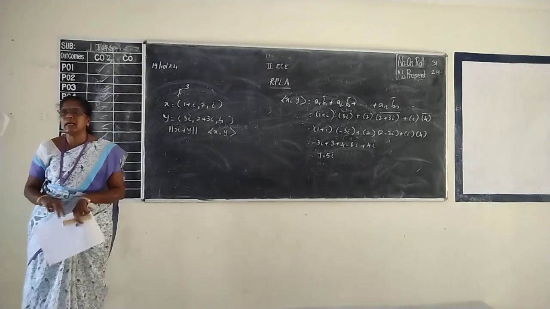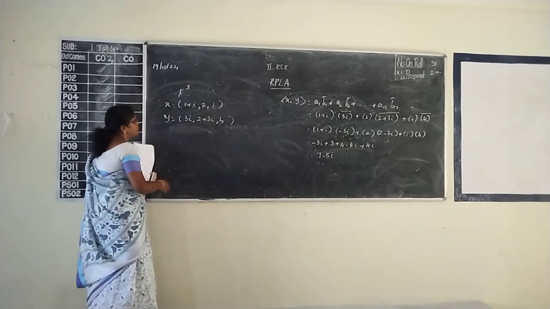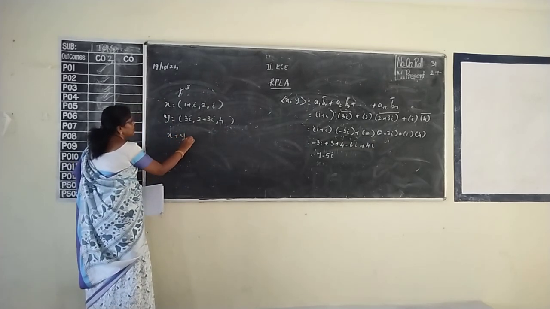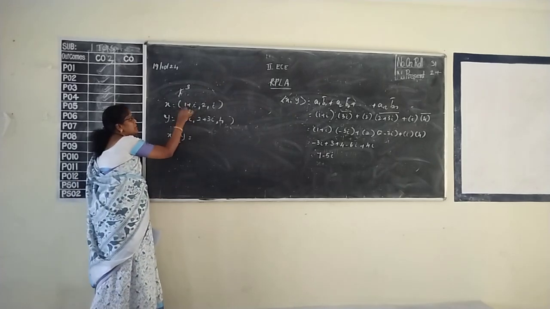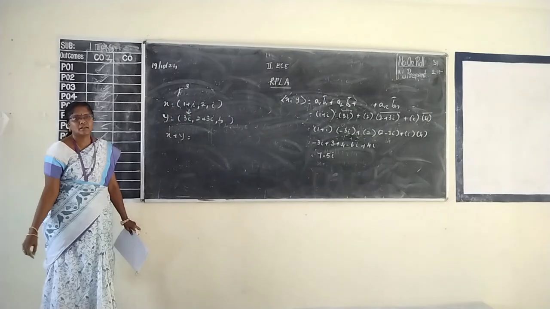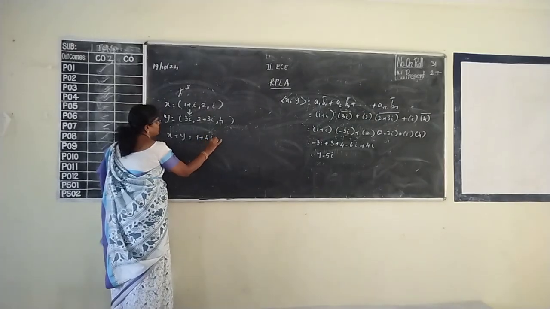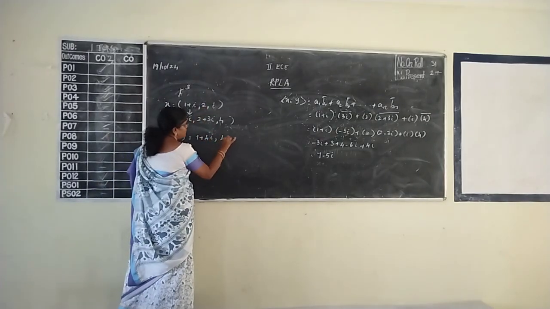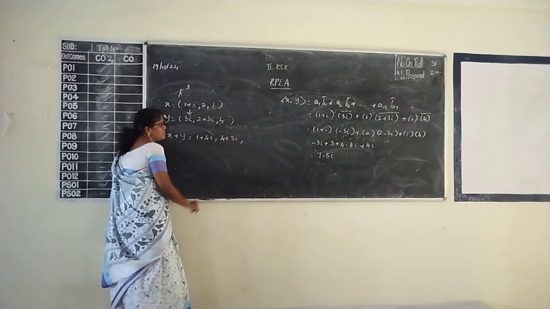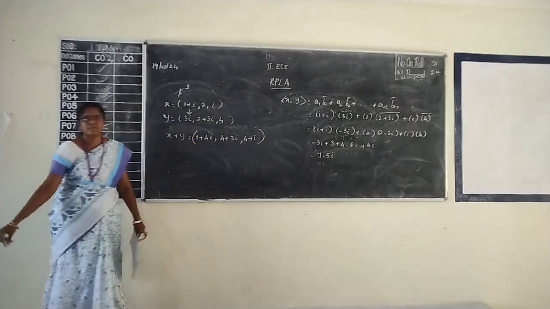Okay, add x plus y. Add the corresponding terms. 1 plus i plus 3i, 1 plus 4, 2 plus 3i, 4 plus 3i, and i plus 4. This is our x plus y.